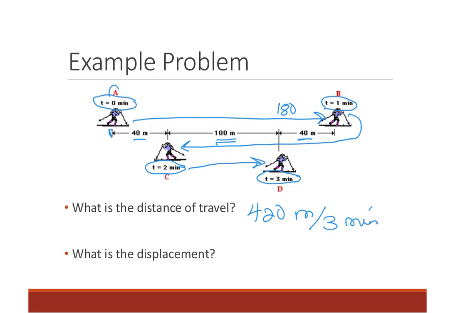The skier started over here on point A and ends over here on point D. So the displacement is just going to be the distance from A to D. And that's only going to be the 40 plus 100. So the displacement would only be 140 meters. So even though the distance traveled was 420 meters, the amount that the skier moved from the original starting position at A was only 140 meters. So that gives you an example of the difference between distance and displacement.